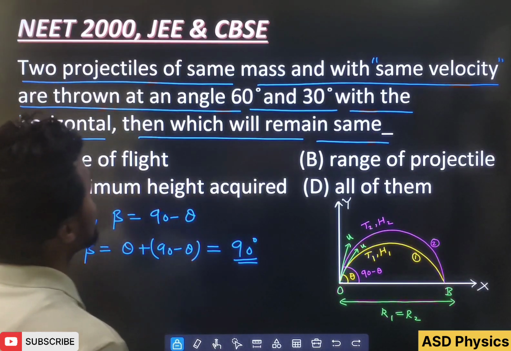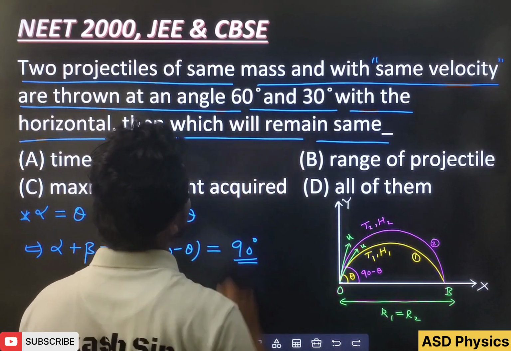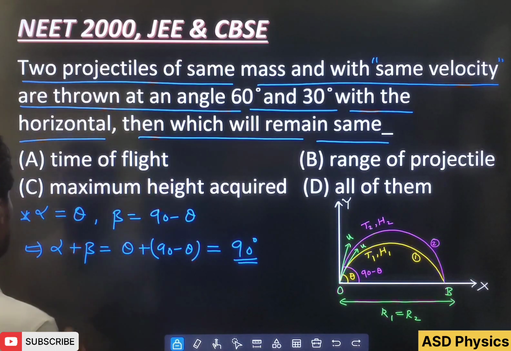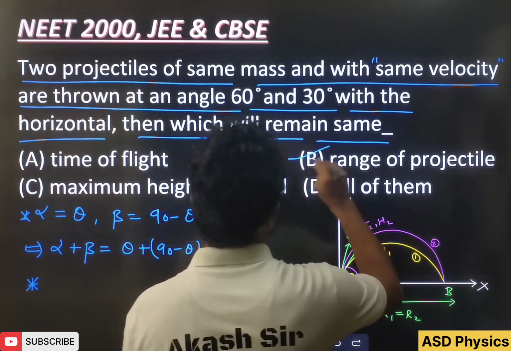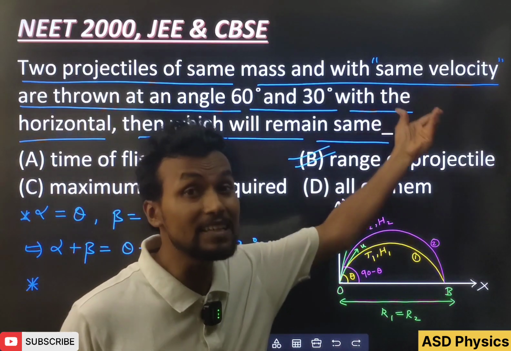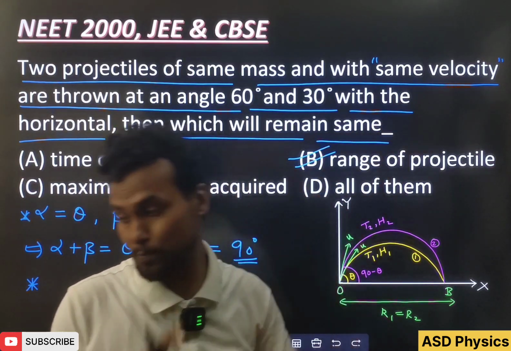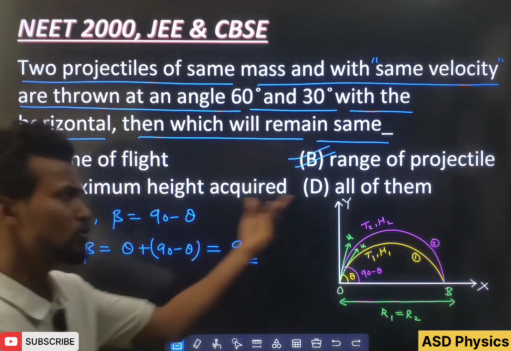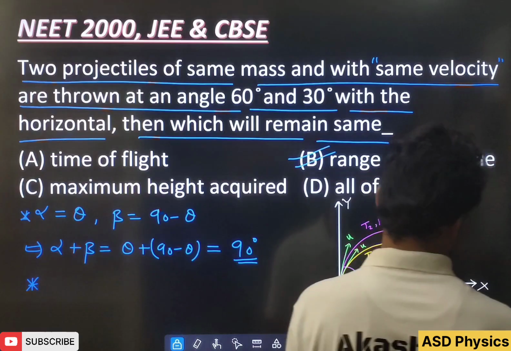Okay. So here also you can see very well, one angle 60 degree, one angle 30 degree. 60 plus 30, how much? 90 degree. That means we can tell very well the range of the projectile will be same. So kindly see very well, option B, because sum of the angles is 90 degree and speed is same. Remember that. Time of flight different, maximum height different. So range of projectile will be same here.